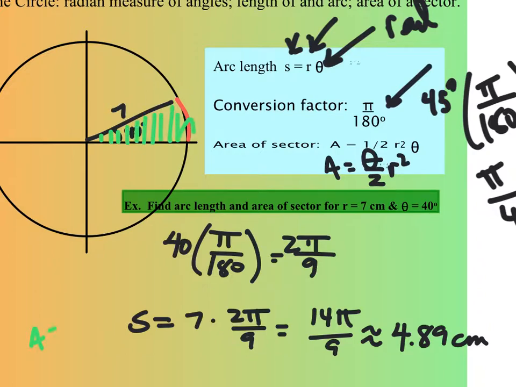Okay, so then the area of this sector would be theta over 2, which is 2 pi over 9 over 2, which is 2 pi over 18, times r squared, times 49. All right, so let's get an approximate answer for that. I don't really care about the exact answer. I'm getting about 17.104 centimeters squared. All right, that is arc length and area of a sector.